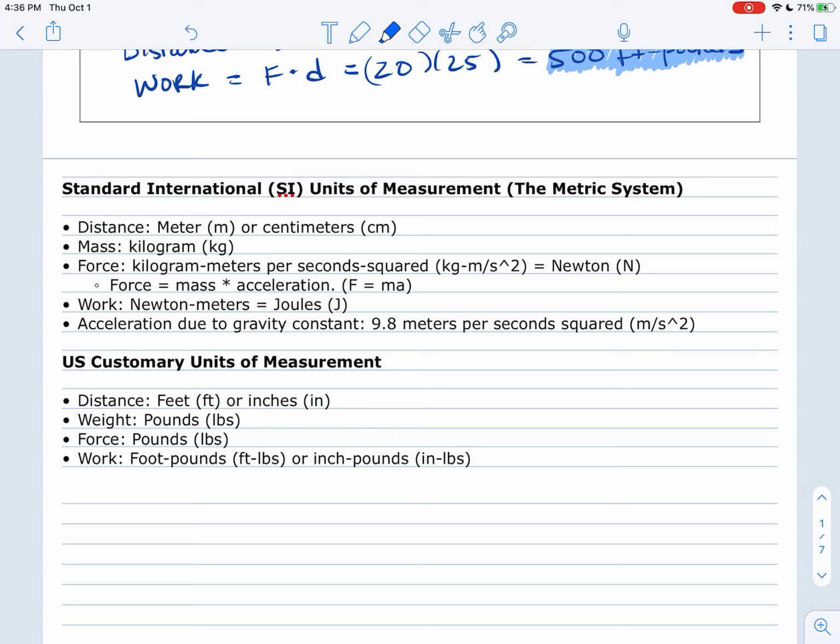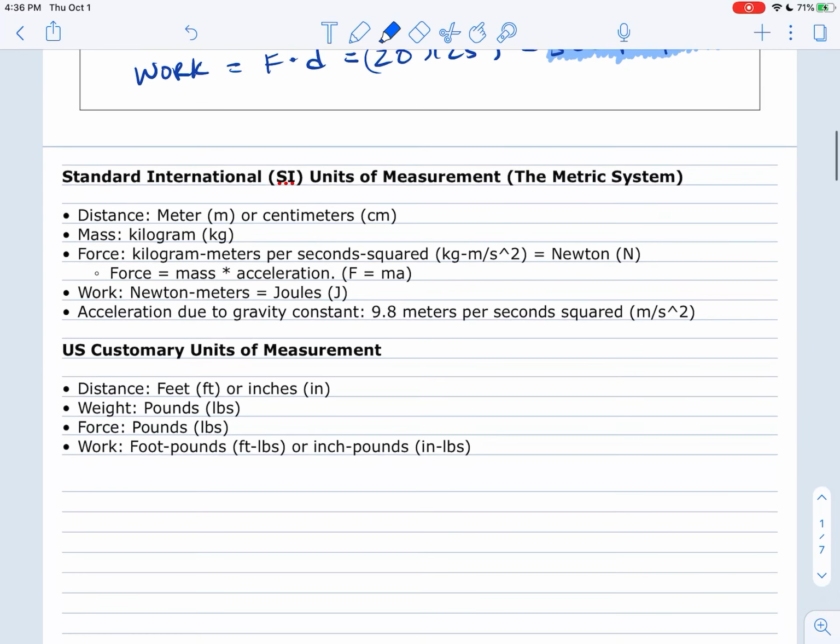The U.S. customary units of measurement: distance is measured in feet or inches. Our weight is in pounds. Our force is also in pounds, so just consider weight to be a unit of force. And our work units of measurement are foot-pounds or inch-pounds. So you can use either one, but neither one of them has a special name like joules.